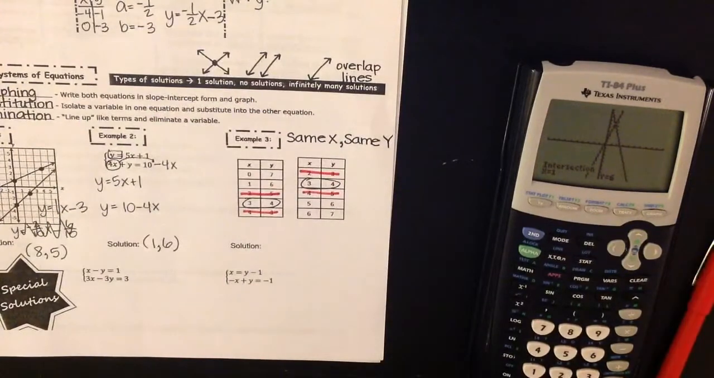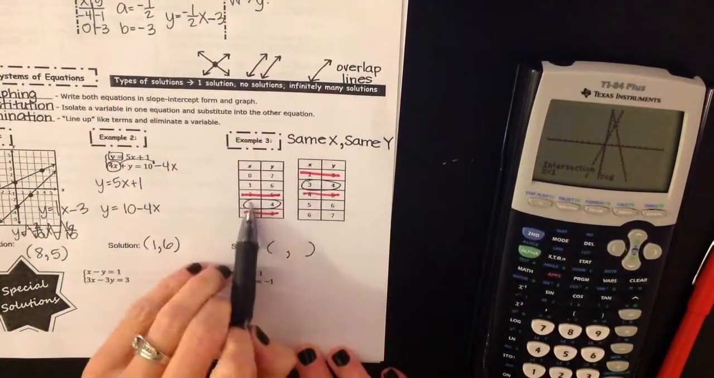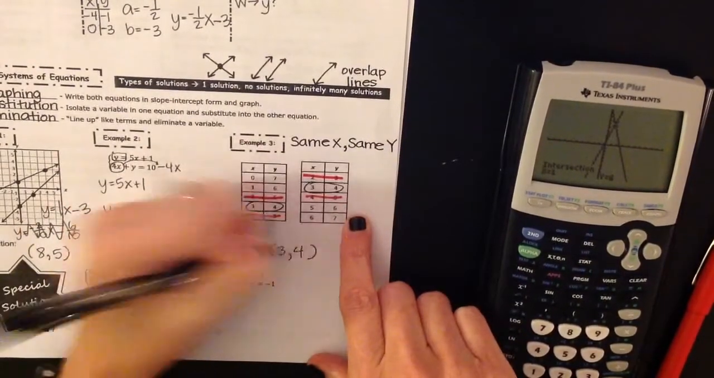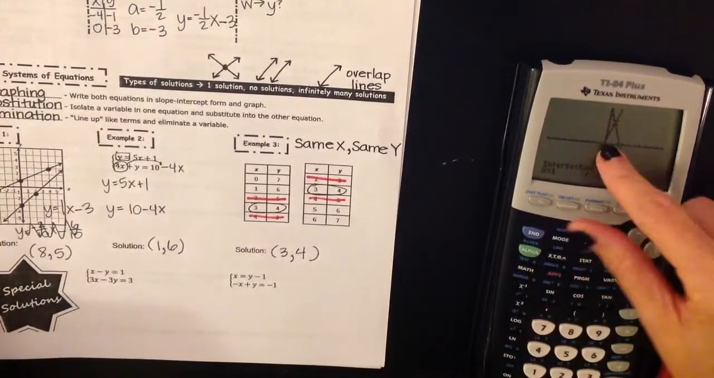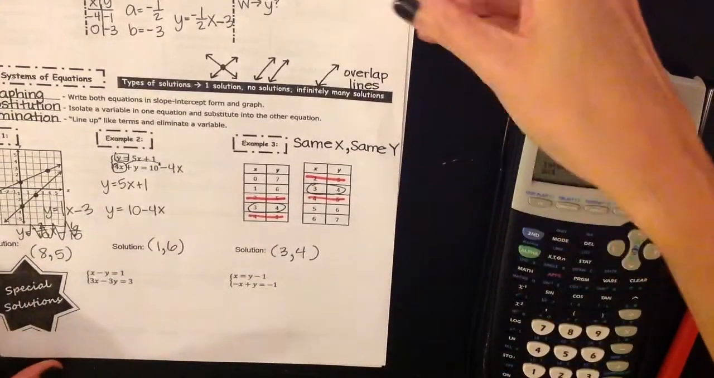So their solution point is when they have the same x value and the same y value, and that is when x is 3 and the y value is 4. That is their solution. So if we were to graph this, we would see them cross or meet when x is 3 and y is 4. That is the point they would cross or intersect at.